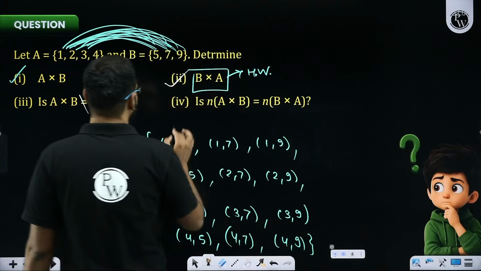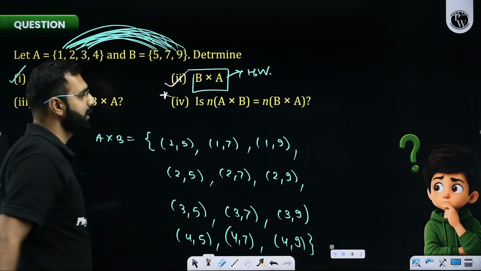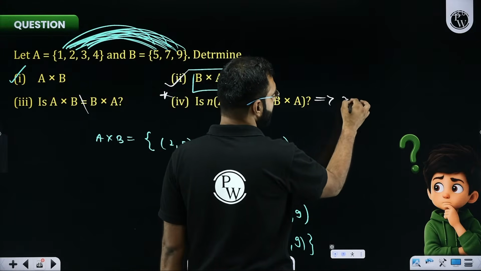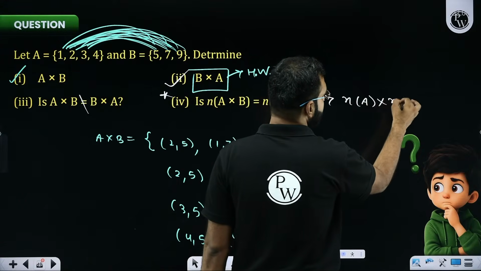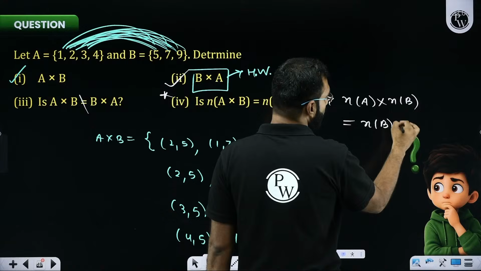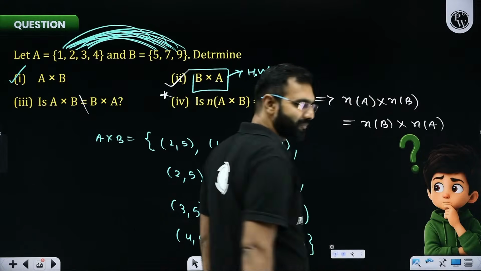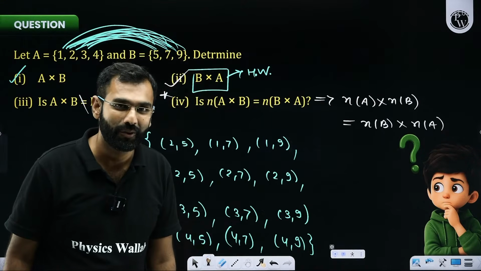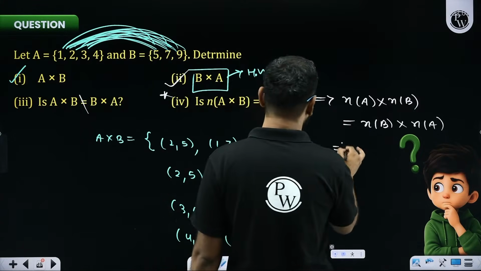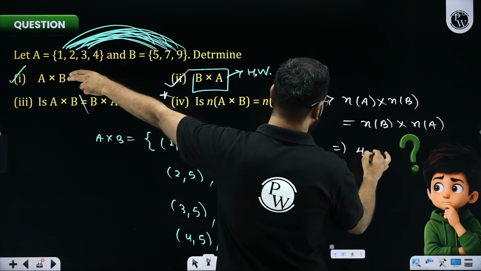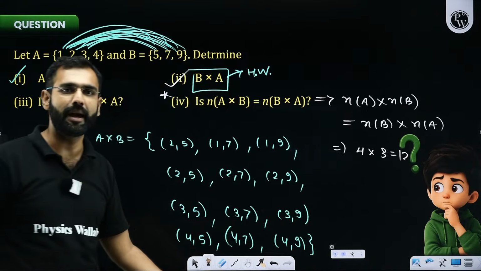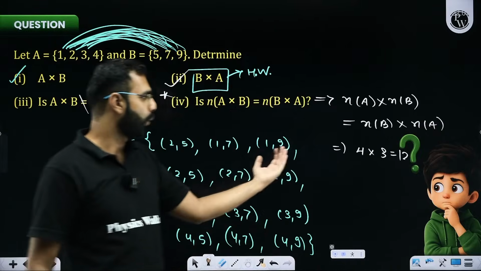Beautiful. Some of you are asking, is n(A cross B) or n(B cross A) the same? Definitely, because multiplication is commutative, isn't it? So n(A cross B) is n(A) into n(B). And what is n(B cross A)? That's n(B) into n(A). So that's the same. And by the way, what is that going to be? I hope you remember, the number of elements in A is 4, the number of elements in B is 3. So the number of elements in the Cartesian product of A and B, or B and A, will be 12.